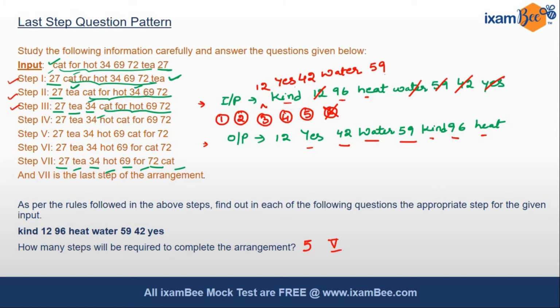I hope you are able to understand. We have to just append the things before the input so that we come to our final output. Side by side, we have to keep noting the numbers of these steps so that we know how many steps have to be followed. It's very important to note these steps carefully, otherwise you may miss a step and mark your answer wrong. Let's see one more example.